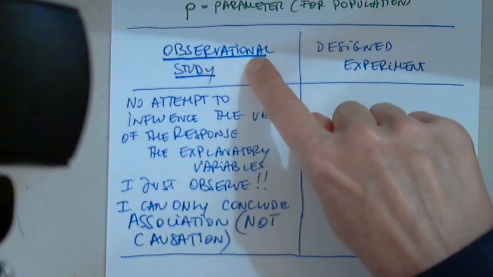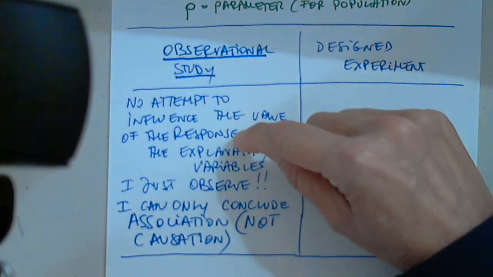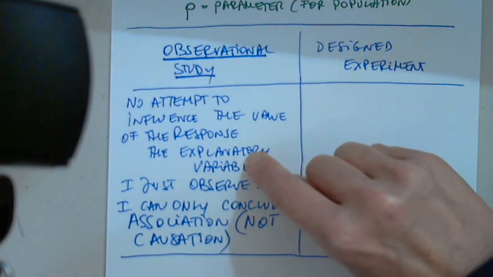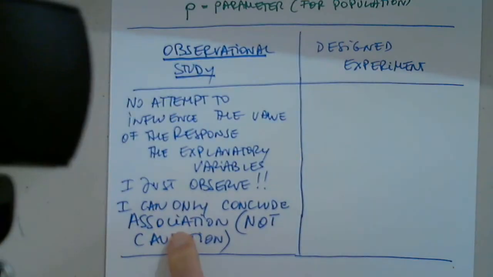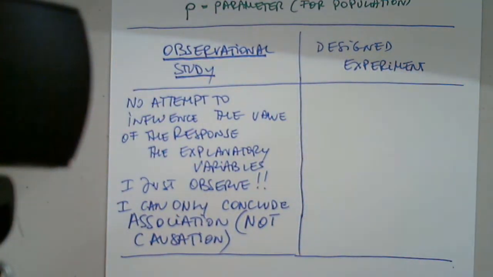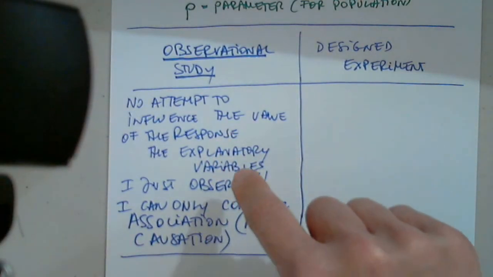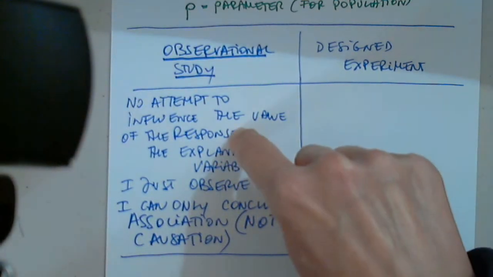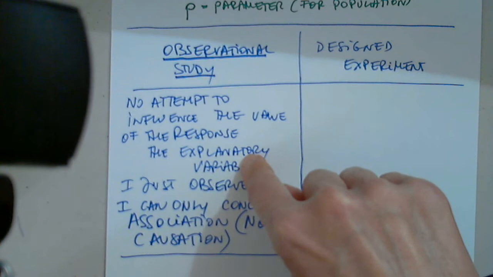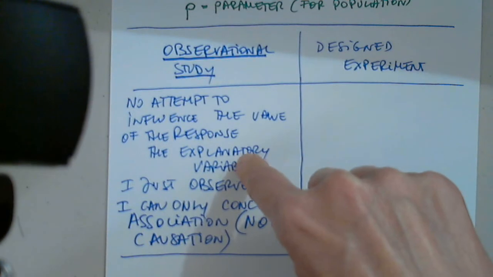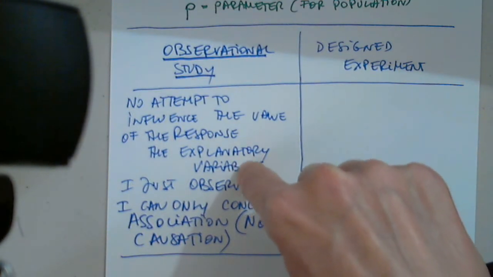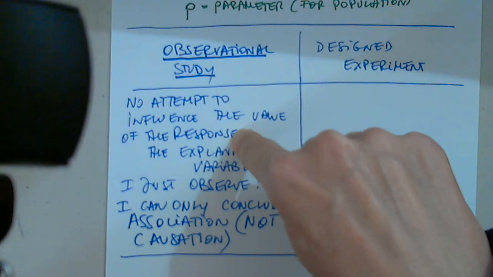But I could never, in an observational study, say that lung cancer is definitely caused by the number of cigarettes smoked per day. Association, I can say, yeah, I see a relationship, an association. They are associated. There is a relationship between these two. But I can never say that lung cancer is produced by the number of cigarettes per day, or by smoking. I cannot conclude that smoking produces lung cancer.